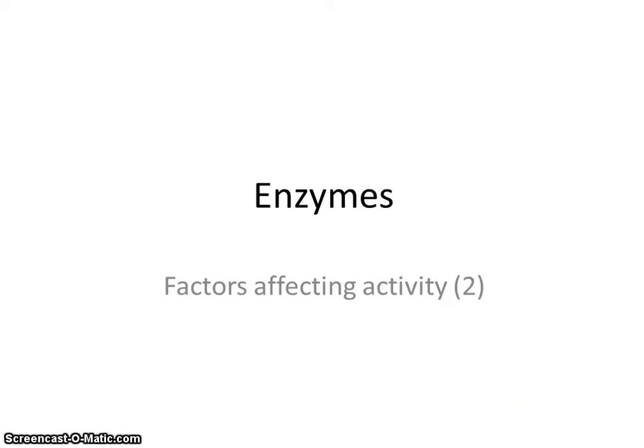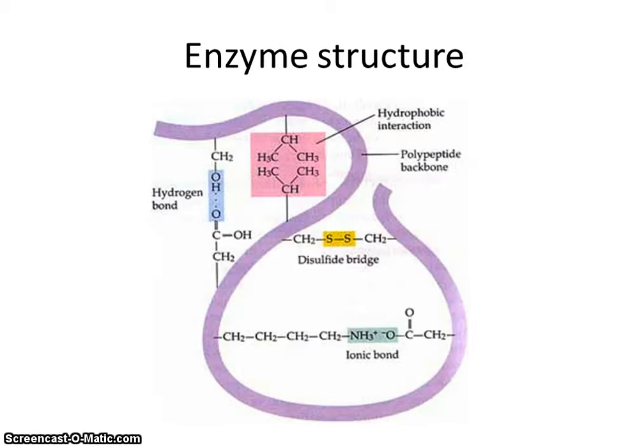This is the second of two videos which looks at factors that affect the activity of enzymes. In the first video we looked at the effect of substrate concentration on enzyme activity. In this we focus on the effect of temperature, pH and inhibitors. So, a quick reminder of the key features of the structures of enzymes that are relevant to this topic.